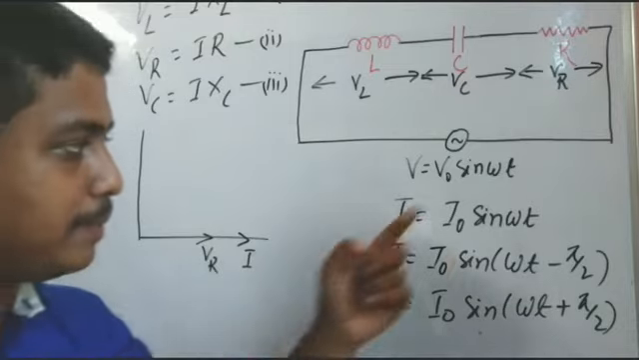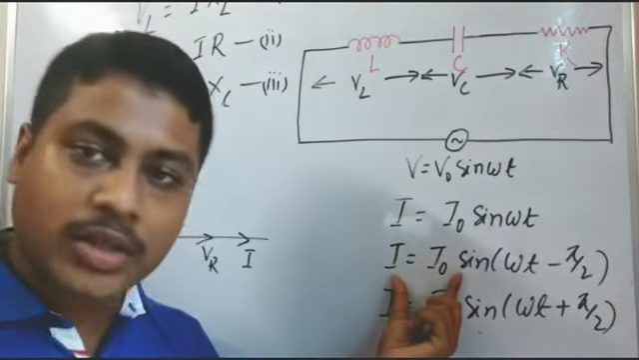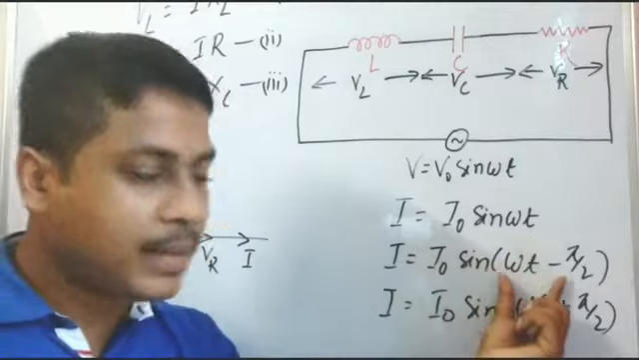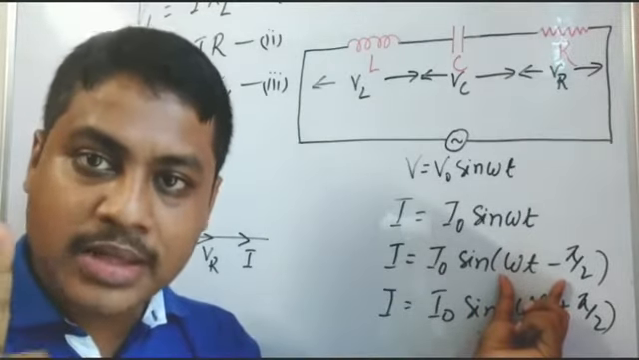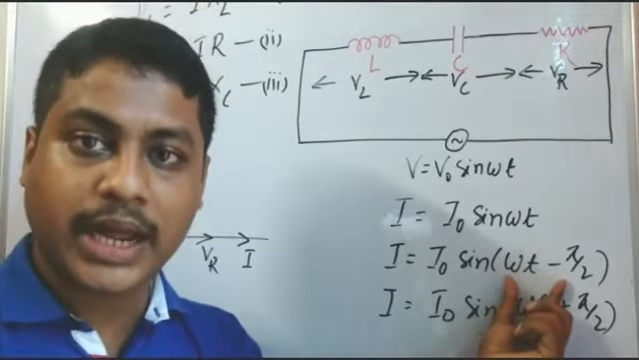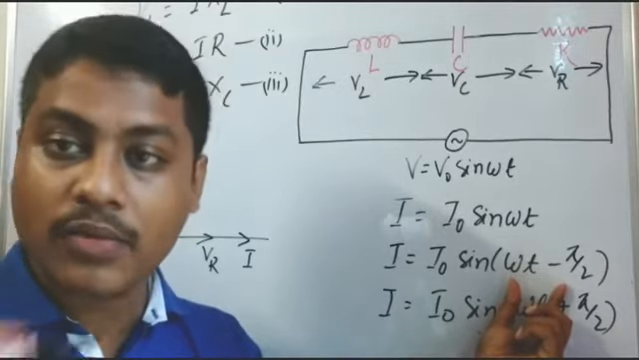Now here you see, for the inductor, the current was lagging behind by pi by 2. That means the voltage is leading. How much will the voltage lead?